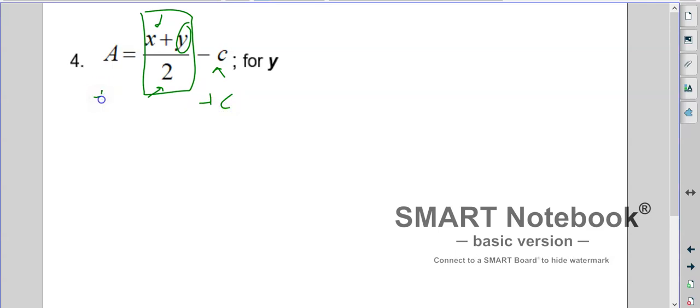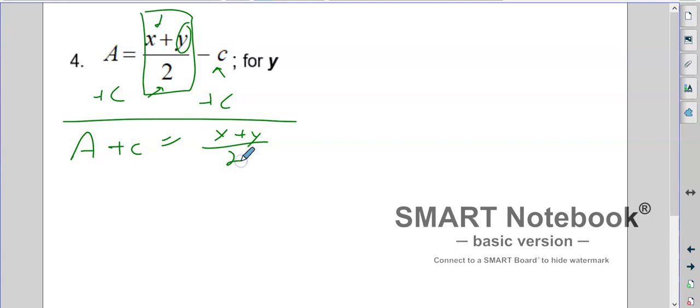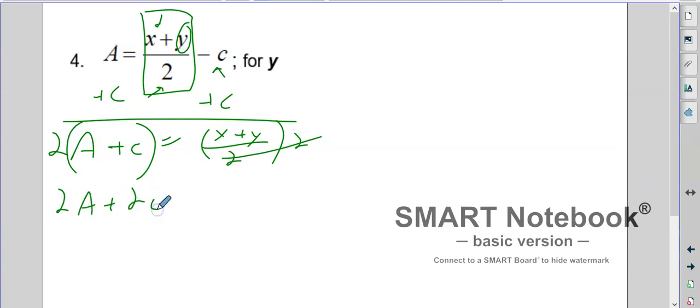So I'm going to add lowercase c. And pay attention to upper and lowercase. It does mean something in real world applications. So that means capital A plus lowercase c is equal to x plus y divided by 2. Well, to get rid of this 2, we need to multiply by 2. We do the same thing over here, but since there's more than one thing, we put it in parentheses. That cancels. So I have 2 capital A plus 2 lowercase c equals x plus y.